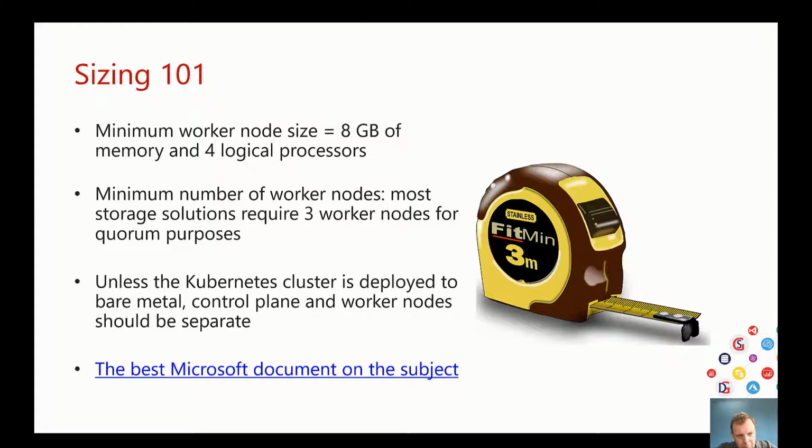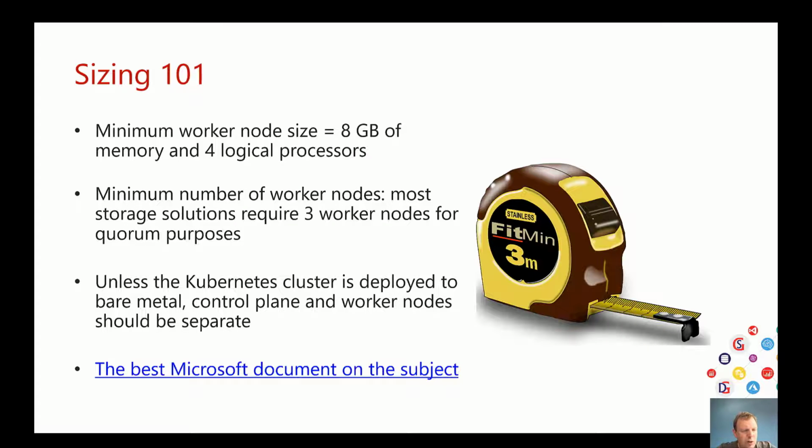Sizing. So there is a minimum worker node size, which is 8 gig of memory and 4 logical processors. You also need to consider that if you're using any kind of storage plugin, most vendors require that you have a minimum of 3 worker or compute nodes.